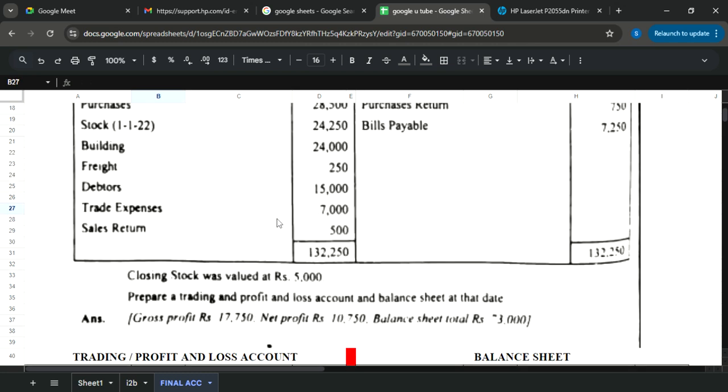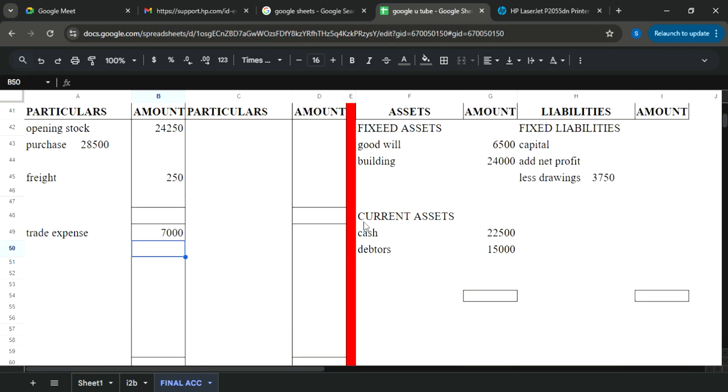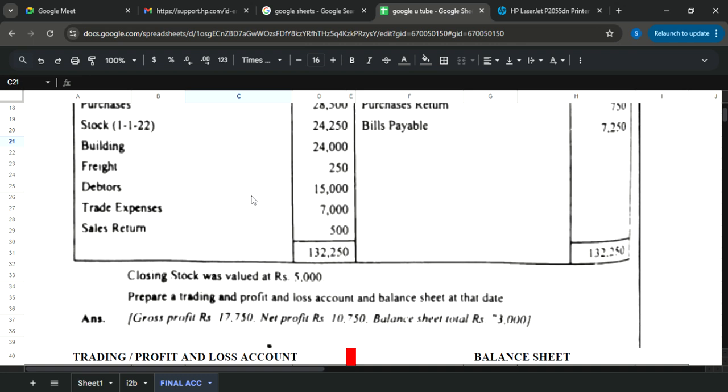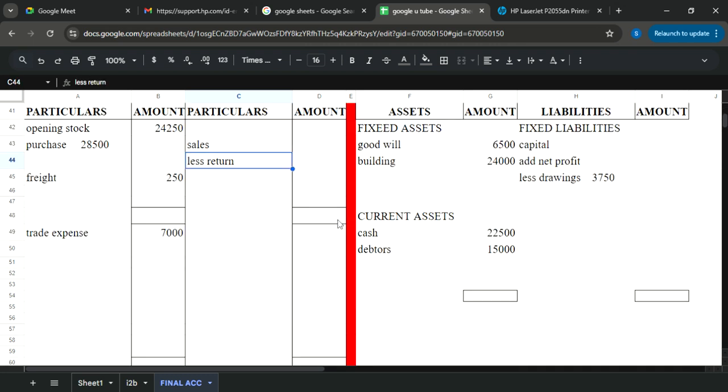The next item is sales return. Okay, good, we have got the sales return. On the direct income side, we will see sales, and then you will write returns. The amount of return is 500. You will write it in the inner column. Why? Because these returns would be subtracted from the amount of sales.